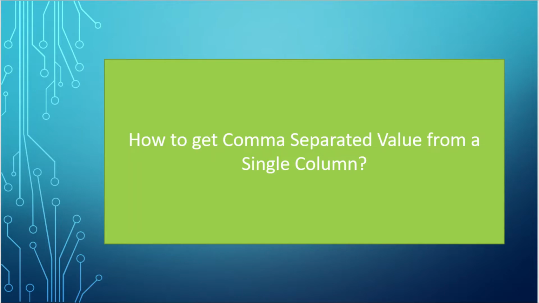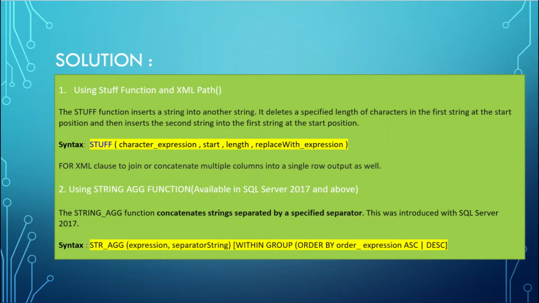The first one is using the stuff function with XML path. Many of you have heard of this or have used it in real scenarios. Basically, the stuff function is used for masking the values. For example, if we have a string and we want to replace some characters of that string, then we can just provide the character expression, the start of the string, the length for how many characters we want to change, and then the replace expression. It will just replace the existing string with some new values.